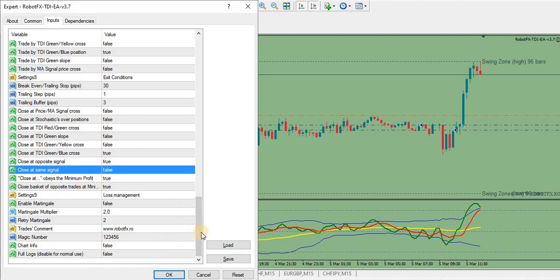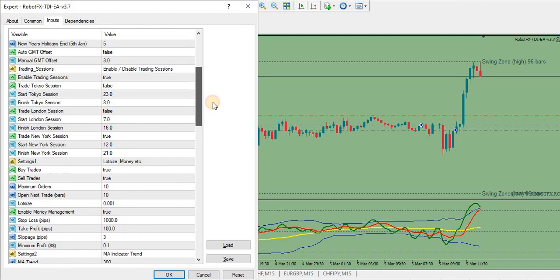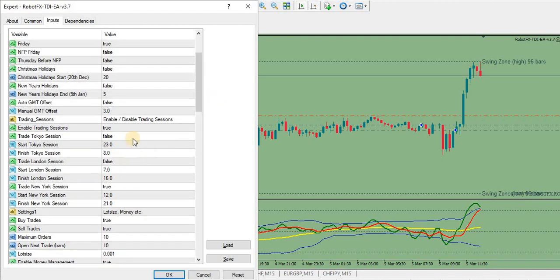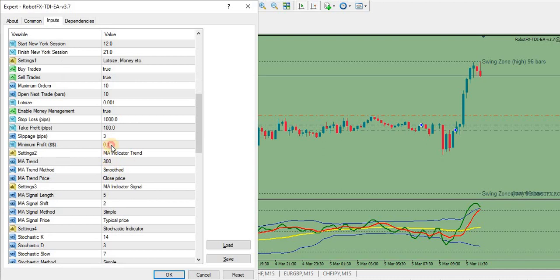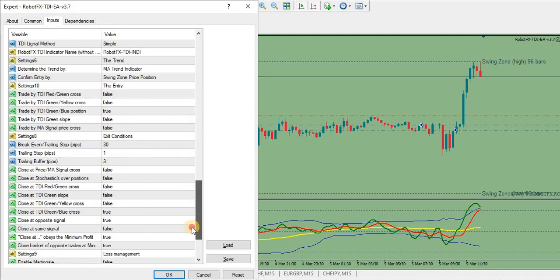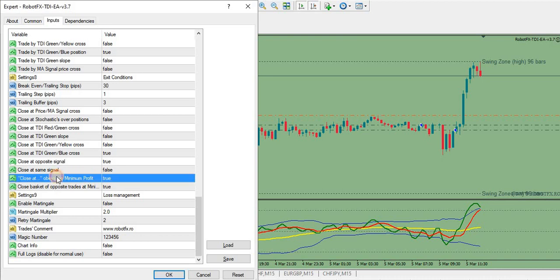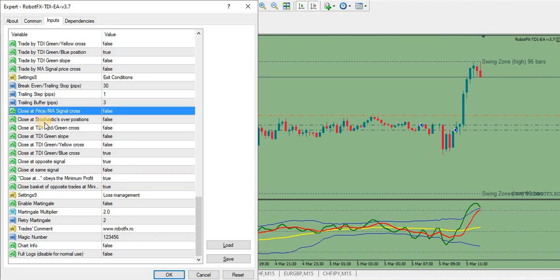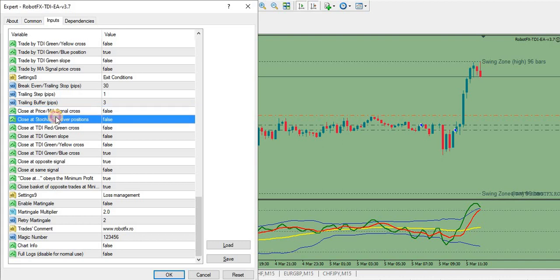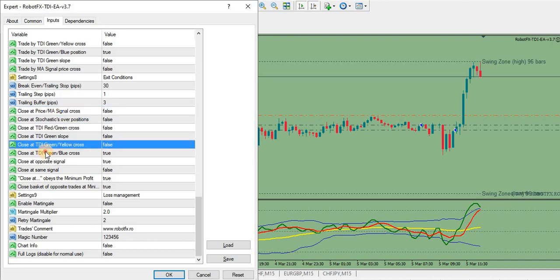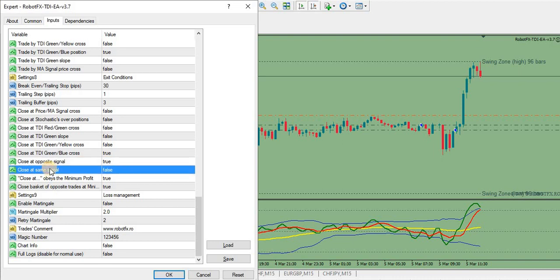However, I'm going back to the minimum profit. Remember the minimum profit that was 0.01 cents somewhere at the beginning right here? Well, the minimum profit is used by this option right here that says close at obeys the minimum profit. That means that all these options above, close at price, moving average cross, close at stochastic, close at TDI, close at opposite signal, close at same signal, all of them obey the minimum profit.